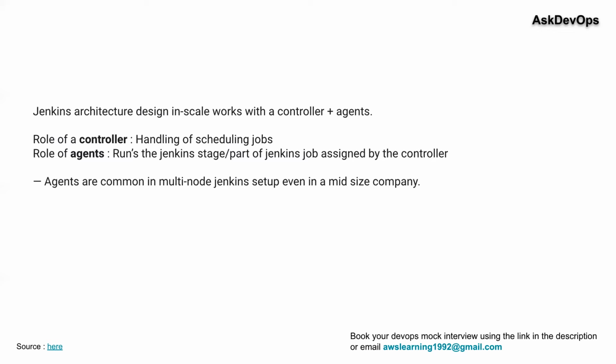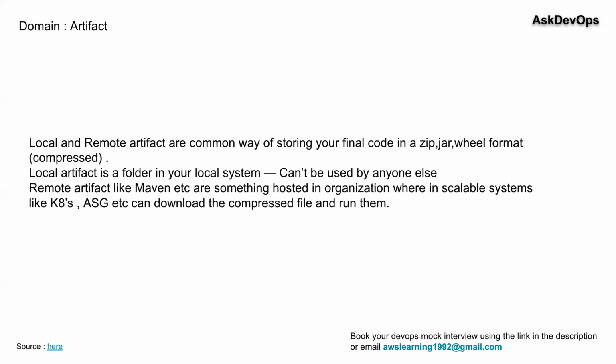Local and remote Artifactory are common ways of storing your final code in zip, jar, wheel formats, in general, compressed formats. A local artifact is a folder in your local system, and it can't be used by anyone else. So if you zip your Java code, if you make a jar file in your local system, then it's in your local system. You cannot share it with everyone else. Whereas a remote artifact, which is like Maven, etc., is hosted in your organization, where you can upload your artifact with a release number. And from there, any number of people can download this artifact and run it. This is the same concept that is used in every organization to scale their application.